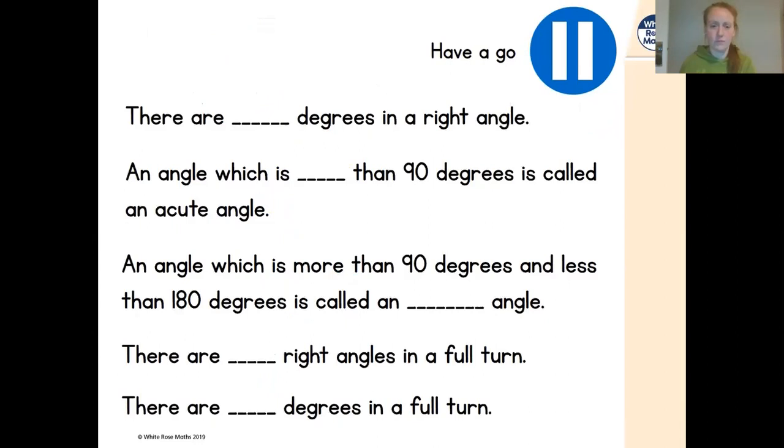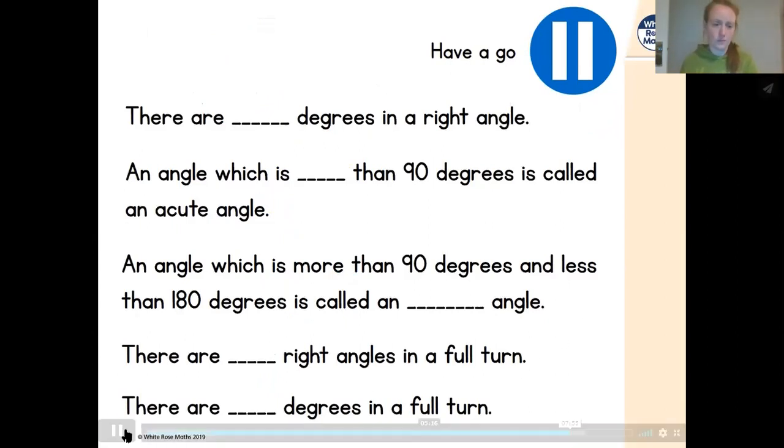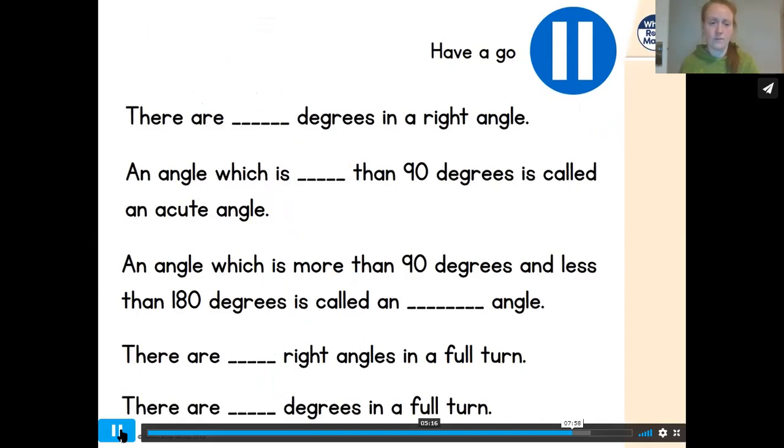Some sentences for you to complete, thinking about what we've learned, the different types of angles we've learned about in this lesson. Okay, we'll go over these together as well. So there are how many degrees in a right angle? Well, you should know by now there are 90 degrees in a right angle. An angle which is less than 90 degrees is called an acute angle. An angle which is more than 90 degrees but less than 180 degrees is called an, well done, obtuse angle.